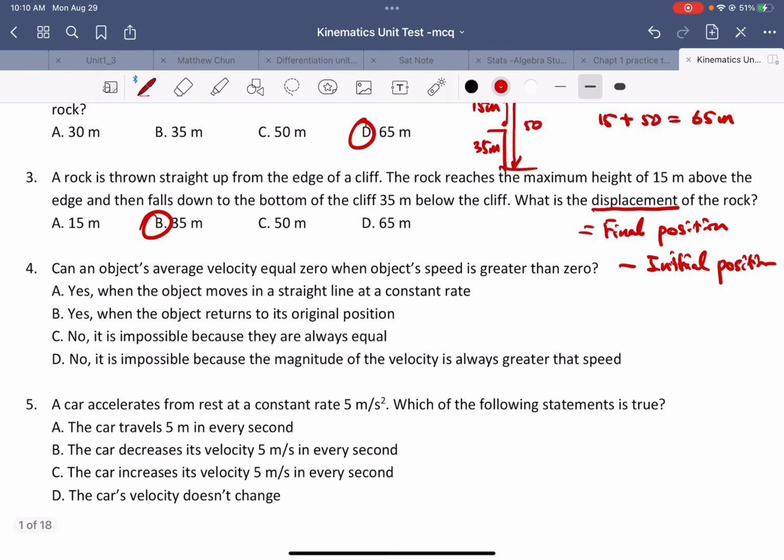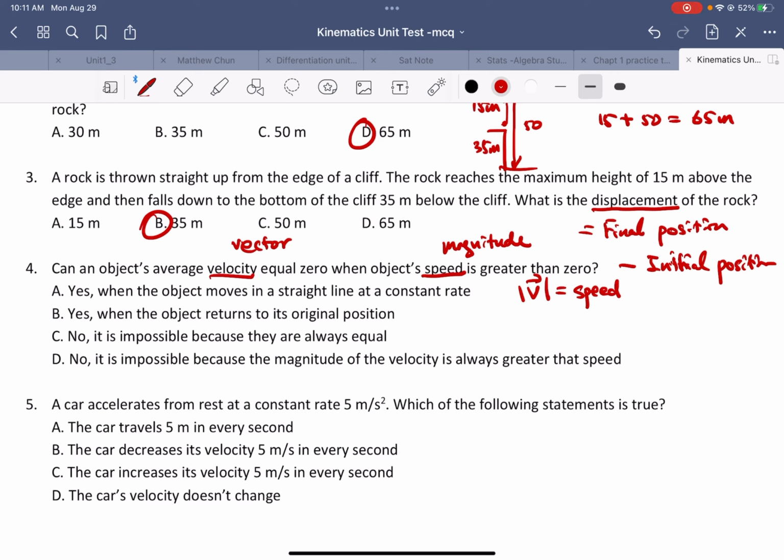Number 4, can an object's average velocity equal 0 when the object's speed is greater than 0? What's the difference between speed and velocity? Speed is a magnitude, and velocity is a vector. A vector has magnitude and direction. So speed cannot have a negative value. Speed is only magnitude. So basically, the absolute value of velocity will be speed. Okay, that's how you tell.